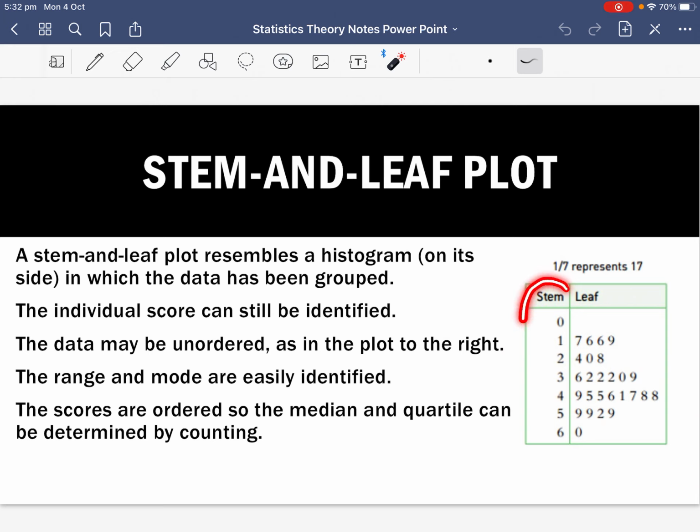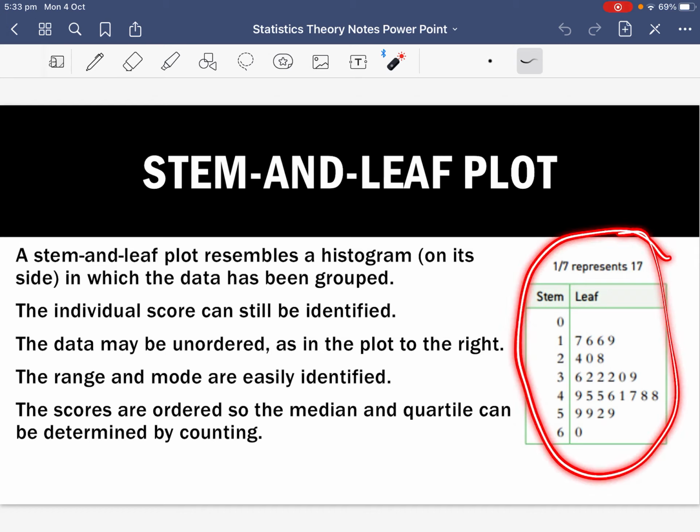We have our stem, which is our tens column, and our leaf is our ones column, so the individual score can still be identified. So this score here, a stem of 1 and a leaf of 7 represents the score 17. The data may be unordered, as in the plot to the right.